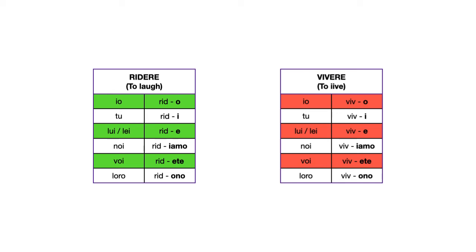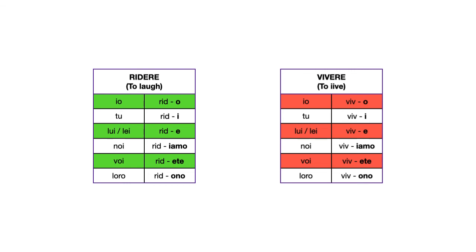Again, notice that I am doing exactly the same thing that I learned to do with the are endings. I'm just remembering that the lui lei ending is e instead of a, the voi ending is ete instead of ate, and the loro ending is ono instead of ano. Okay?